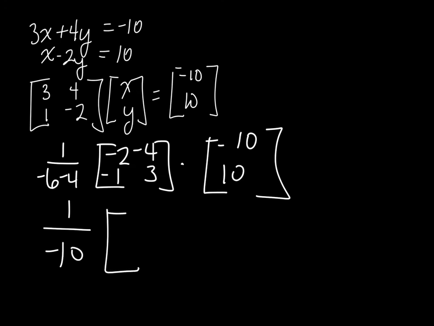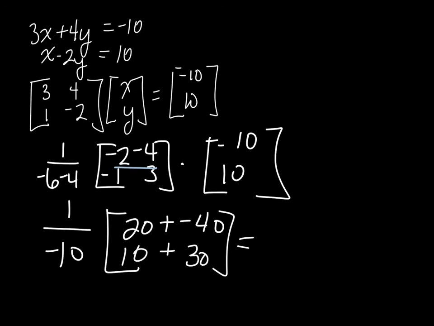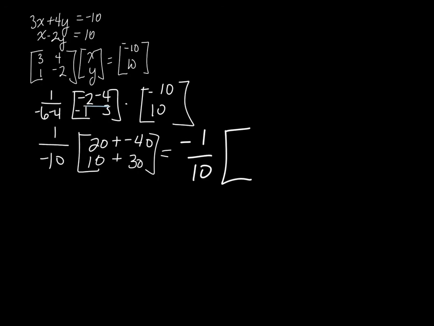Okay, when we multiply, we're going row by column. We only have one column, so that's lovely. Negative 2 times negative 10 is 20 plus negative 40. And negative 1 times negative 10 is 10. And 3 times 10 is 30. And of course, 20 plus negative 40 is negative 20. And 10 plus 30 is 40.